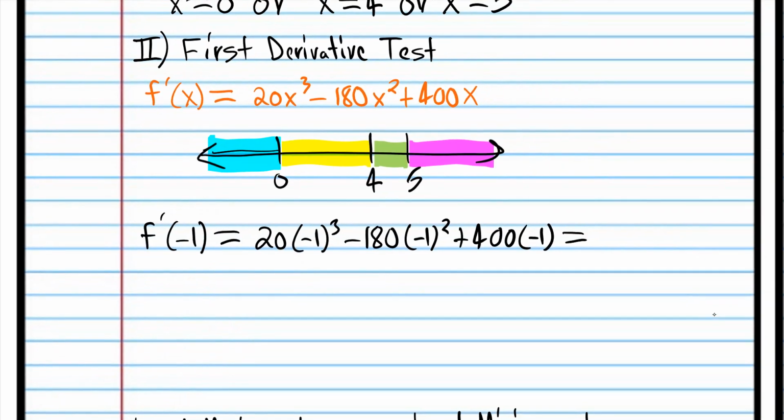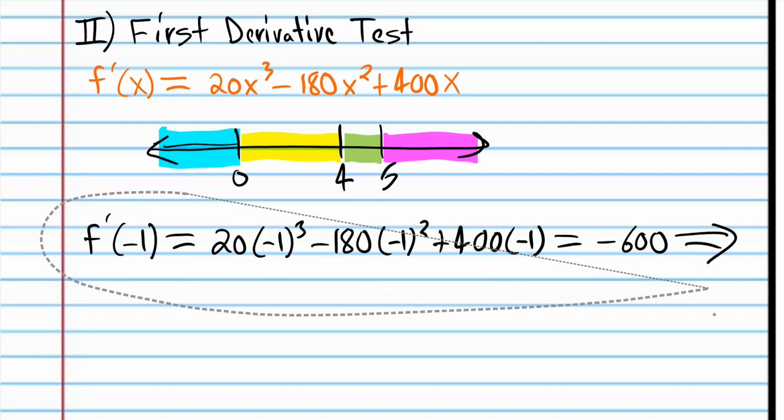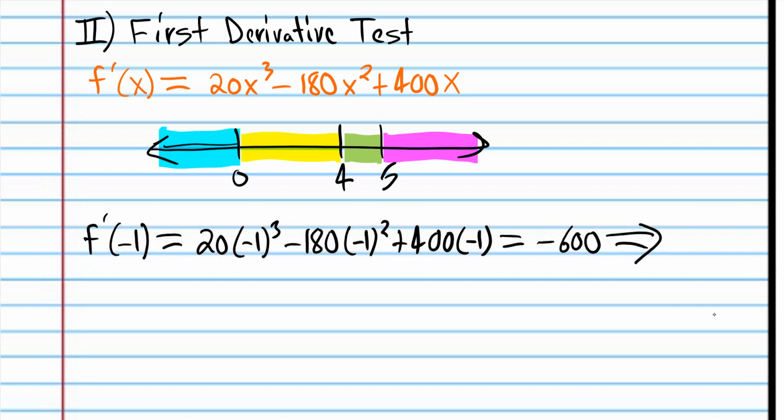So we get negative 20, let's see, negative 200, looks like that's going to be negative 600, which is obviously a negative number. So we found that the derivative is negative in that region.